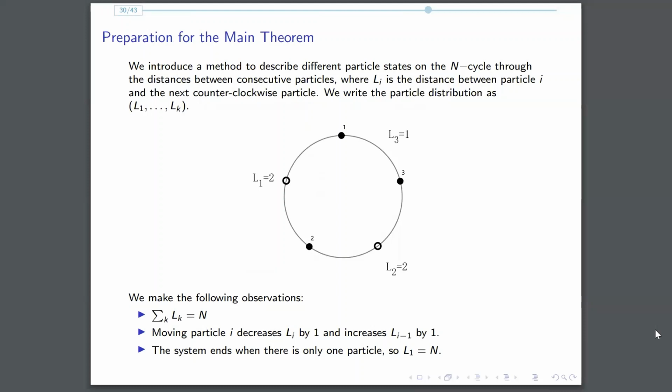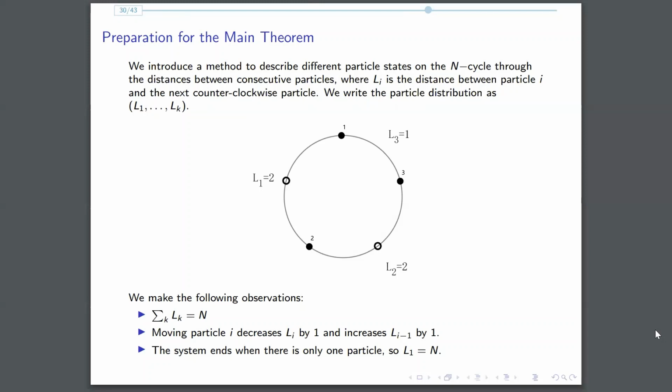To prove that statement, we proved a significantly stronger theorem. To introduce the main theorem, we will first introduce a method to describe different particle states on the n cycle by looking at the distances between consecutive particles. And by consecutive here, I mean counterclockwise. We look at Li, the distance between particle i and the next counterclockwise consecutive particle. For example, L1 here is the distance between particle 1 and particle 2. L2 is the distance between particle 2 and particle 3, and similarly, L3 is the distance between particle 3 and particle 1.